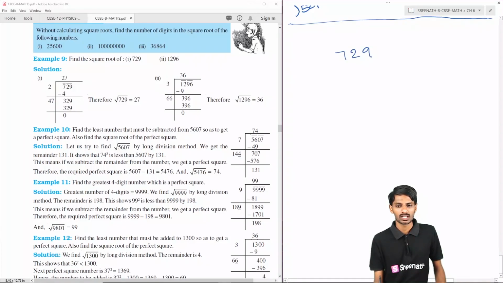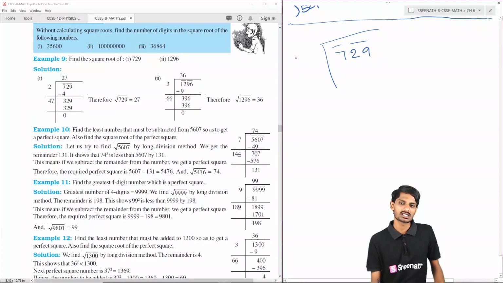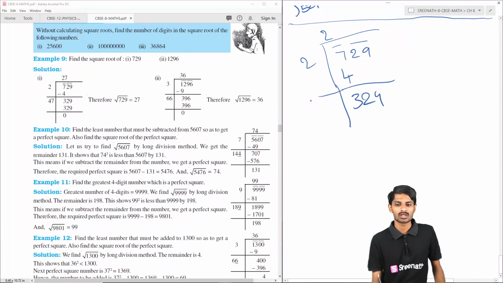First thing, 729. You have to make them into groups like this. And again, 2 2s are 4, so you pick up 2 for the first group. Then you bring the next group down, and you double the 2 to get 4, and you have to select 7. So 47 into 7 is 329. So here the square root of 729 is equal to 27. That's it.